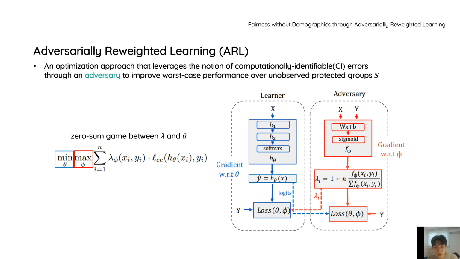To train an objective function which is a zero-sum game between lambda and theta, ARL conducts a minimax game between the learner and the adversary, and trains them alternately. In detail, the learner tries to learn the main classification task to minimize the objective function, and the adversary tries to learn a classifier for CI regions to maximize the objective function. Then the learner can train the model to focus on data points in CI regions.